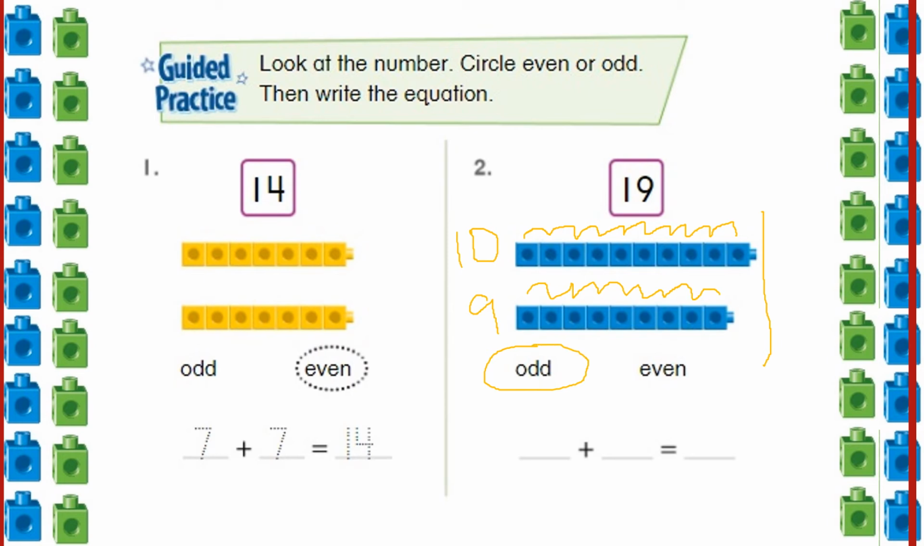And what's our equation going to be for these blue blocks? 10 plus 6. Ha! I'm kidding. I just wanted to see if you were paying attention. 10 plus 9 equals 19. Okay, once you have all that written down, let's move on.